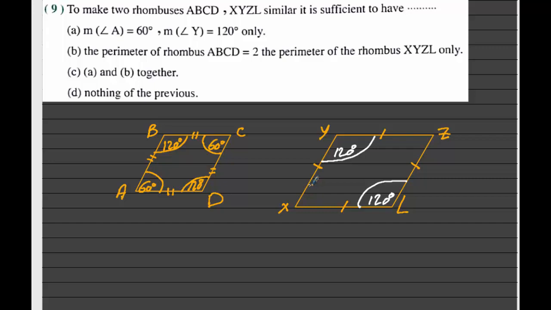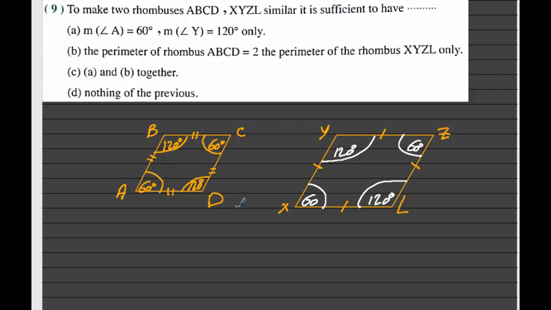So the measure of angle X equals 60. The measure of angle Z equals 60 degrees. And here the four sides are in proportion. So AB over XY equals BC over YZ equals CD over ZL equals DA over LX. Okay, it is from the properties of the rhombus.